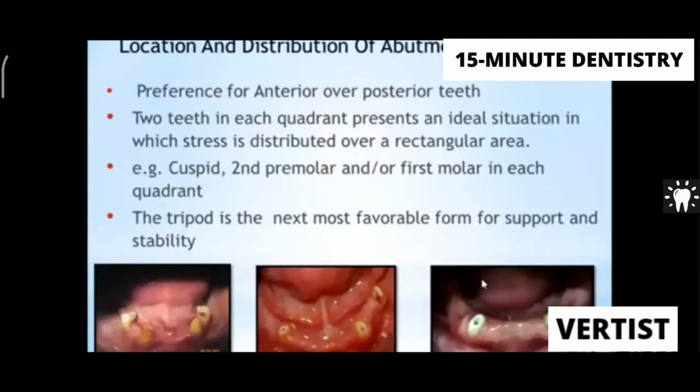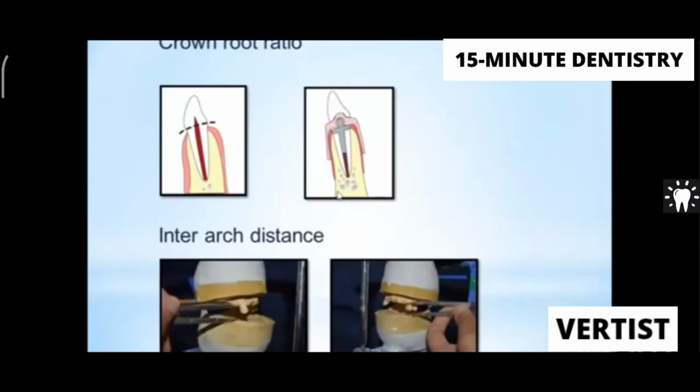That is the first point, location and distribution of your abutments. The second point is the crown root ratio. I would rather call it more than a crown root ratio. For me, what is more important is the root length, right? Because you should have enough root length in the bone, at least a minimum of 8 to 10 millimeters. Then only can you place the post and the attachment into it, right?